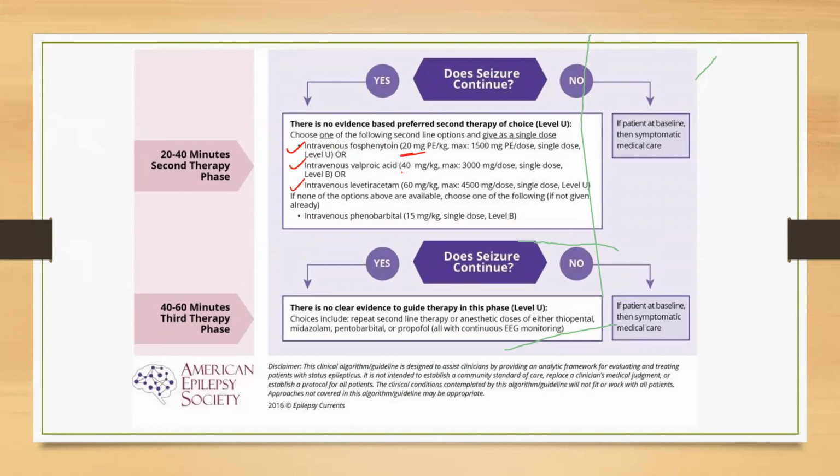Valproate is at 40 mg per kg, and levetiracetam is at a dose of 40 to 60 mg per kg. So the maximum dose of phenytoin and fosphenytoin is 1500. For valproate it's 3000. For levetiracetam it's 4500.